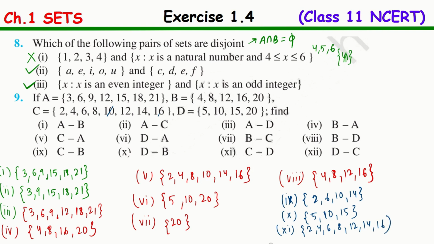12th part is remove C from D. So we have to remove 2, 4, 6, 8 and 10. That's it. So we are left with 5, 15, 20.